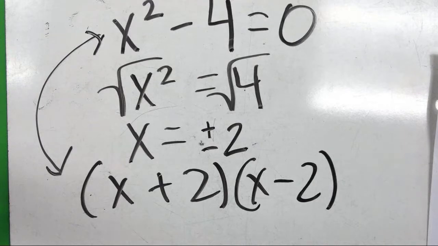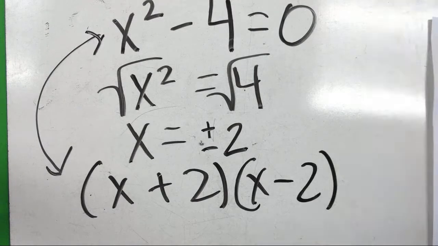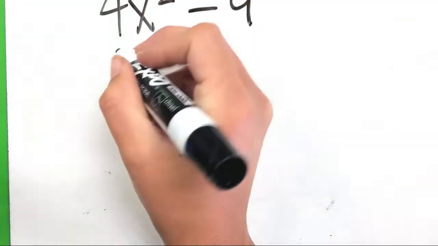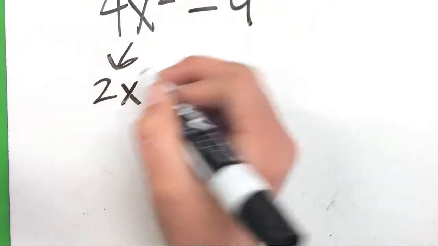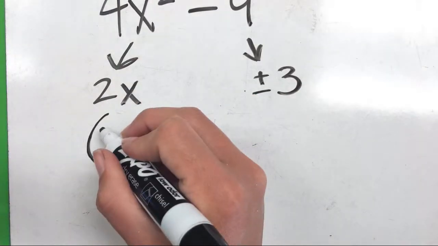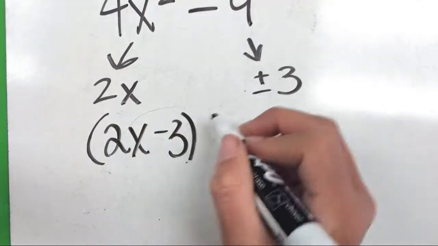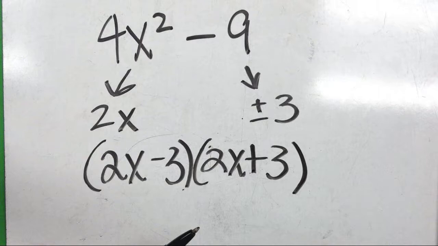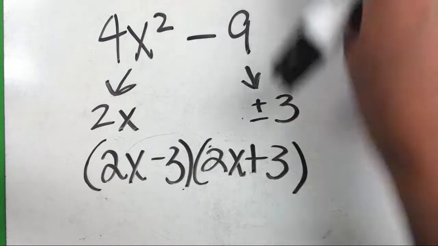So one more example with difference of squares. If we had 4x squared minus 9, square root of 4x squared is 2x, square root of 9 is plus or minus 3. So to write it as two binomials, it would be 2x minus 3 and 2x plus 3. Alright, so back to work.